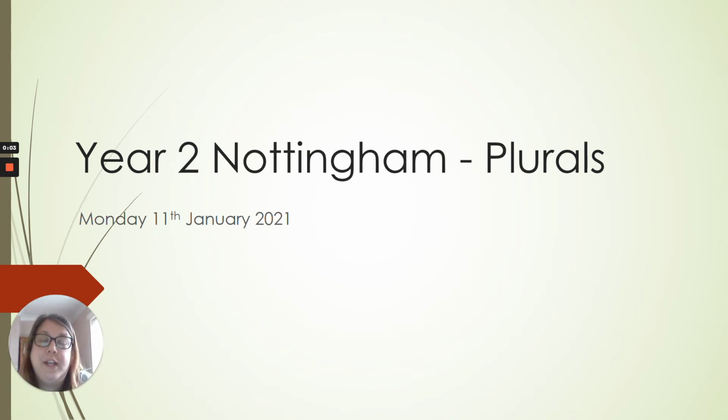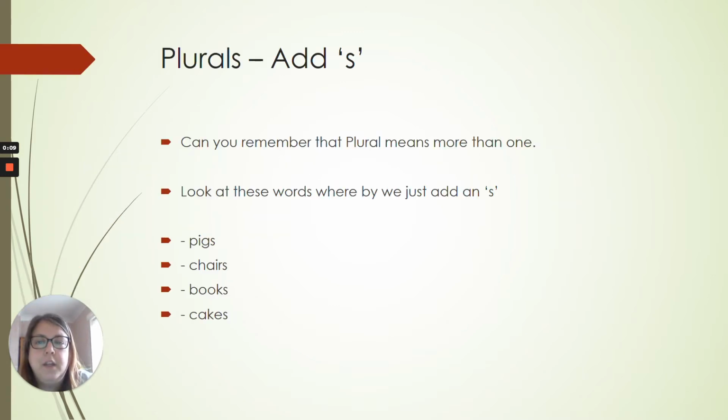Today we're going to be learning about plurals, and we've done lots of this in school, so I'm sure you'll be really good at this today. So remember, plural means if you've got more than one of something. And sometimes we can just put an S on the end of our word to make it really simple. So if we've got the root word and then we add in the suffix S, we don't need to change anything. We just need to write the S on the end of our word. So pigs, chairs, books and cakes. Fairly straightforward with that one.